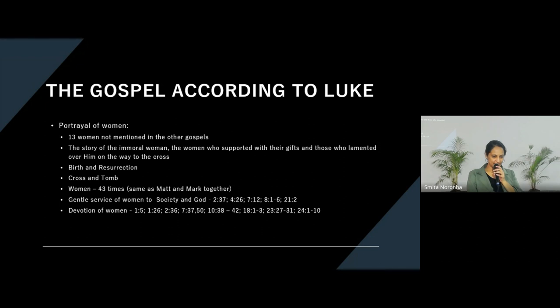Let's also look at Luke chapter 18, verses 1 to 3, as one example where he talks about the devotion of women.